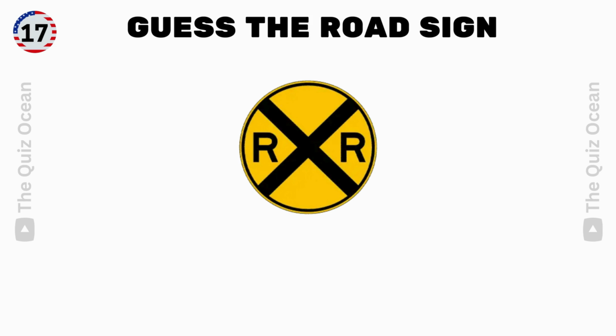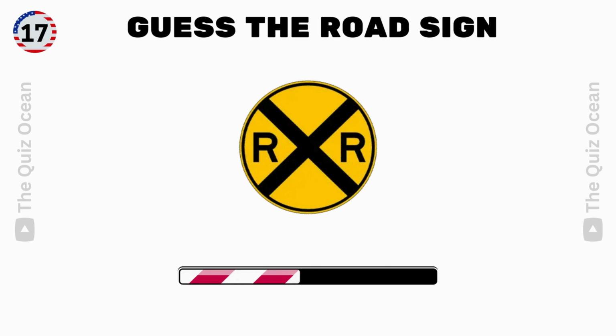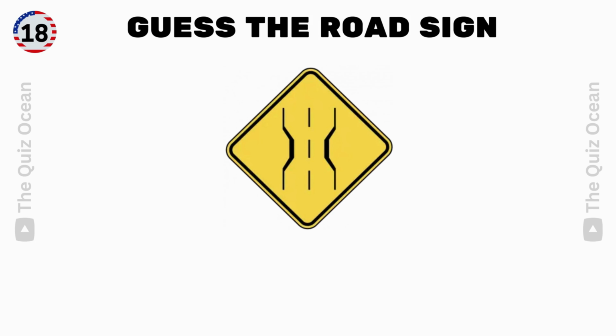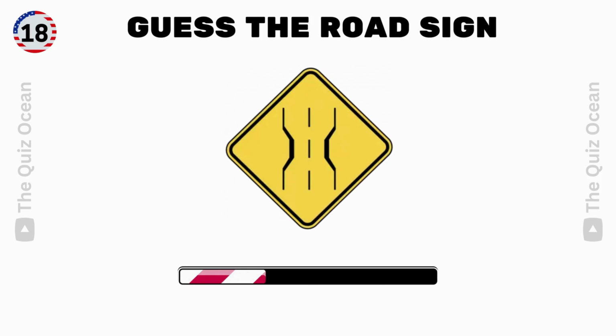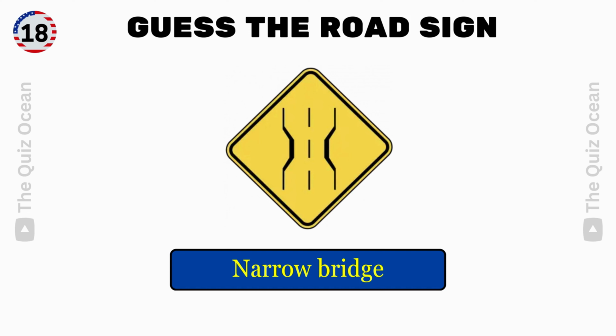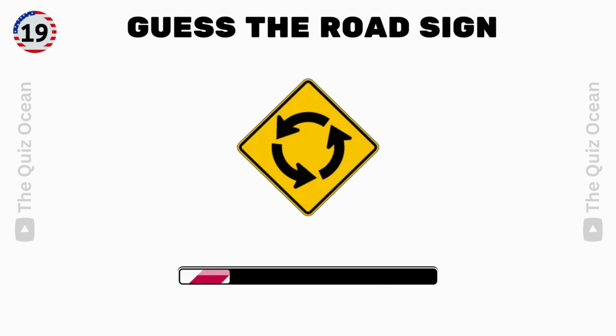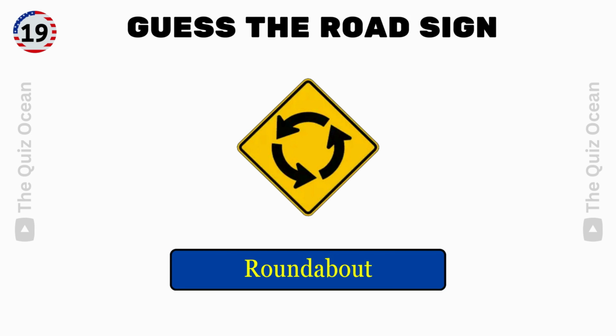Which road situation is this sign referring to? Railroad crossing. Identify this common traffic sign. Narrow bridge. What safety instruction does this sign give? Roundabout.